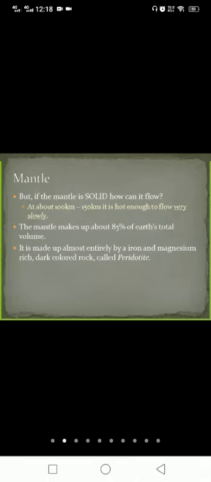The mantle makes up about 83% of the Earth's total volume, the total volume of the globe. The remaining 17% is crust and core. It is made up almost entirely of iron and magnesium rich dark colored rocks called peridotite. This is the composition of our mantle. It's iron, magnesium.